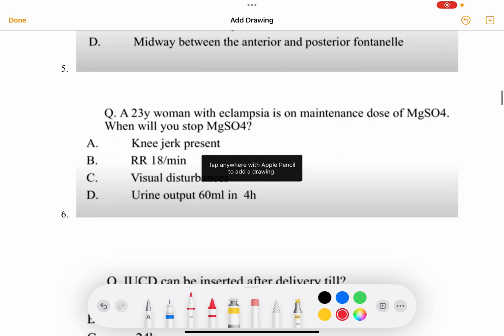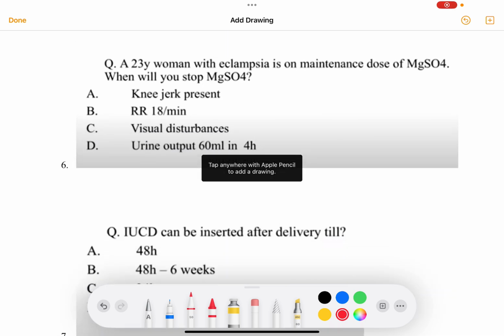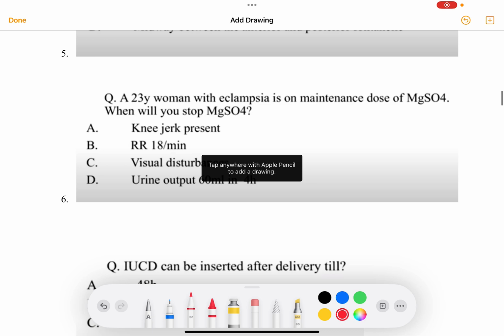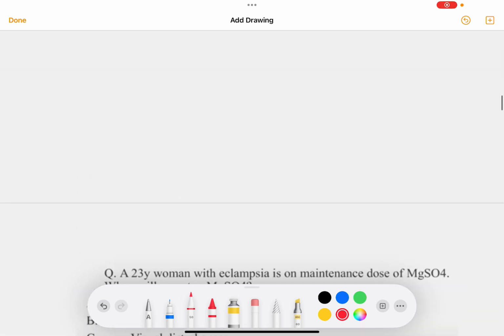A very easy question. Coming to the sixth question, a 23-year-old woman with eclampsia is on a maintenance dose of magnesium sulfate. When will you stop the magnesium sulfate? This is an important question. When do we stop magnesium sulfate for a patient?